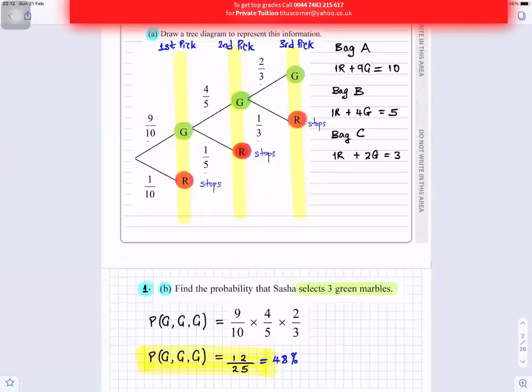Question 1b. Find the probability that Sasha selects 3 green marbles. So the probability of green, green, green. The first time, if you select a green, the probability is 9/10. Select a green the second time, the probability is 4/5. And the third time is 2/3. As you go along the branch, you multiply them: 9/10 times 4/5 times 2/3. It gives you 12/25, which is 48%.